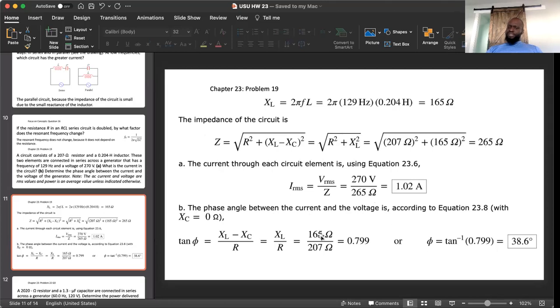Then the phase angle is the new thing here, it's just XL minus XC over resistance. So inductive reactance minus capacitive reactance over resistance will give us the tangent of the phase angle. But there's no capacitive reactance, so it's just the inductive reactance. So we have XL over R. So we get our phi angle to be tan inverse of that. Okay.